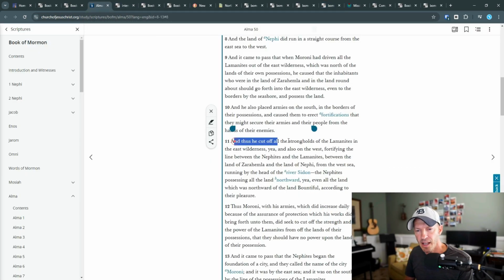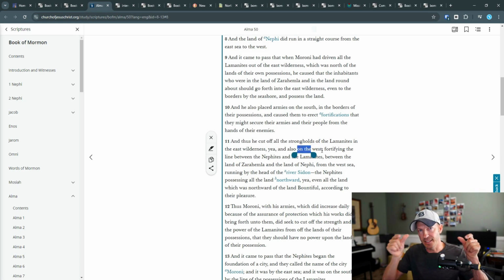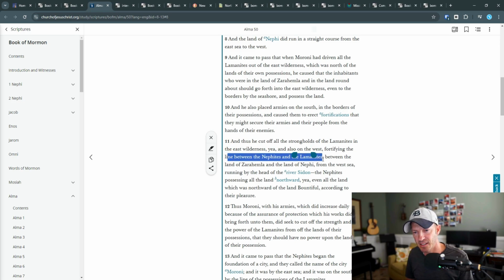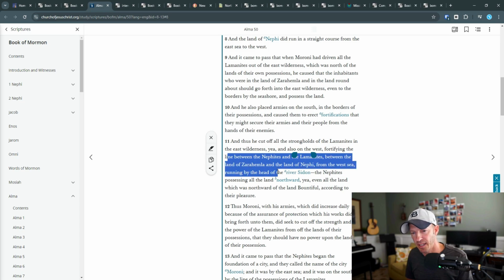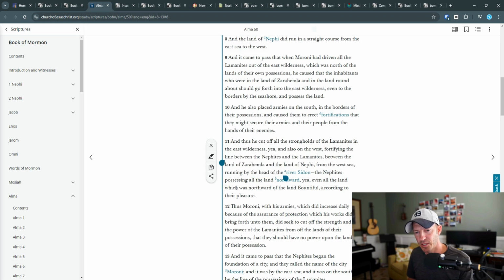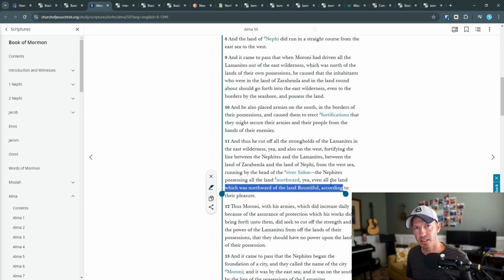Okay. And thus he cut off all the strongholds of the Lamanites in the east wilderness, yea, and also on the west. Okay, so there's an east wilderness, but they are wrapping up along the east and the west. So he cut off all the strongholds of the Lamanites, kicks them out of the land, fortifying the land between the Nephites and the Lamanites, between the land of Zarahemla and the land of Nephi, from the west sea running by the head of the Riverside. The Nephites possessing all the land northward, even all the land which is northward of the land Bountiful, according to their pleasure, right? So the Nephites own everything to the north.